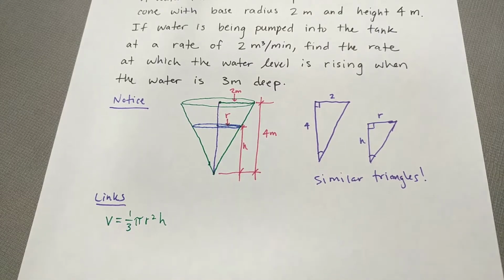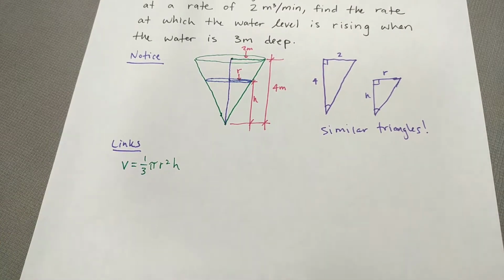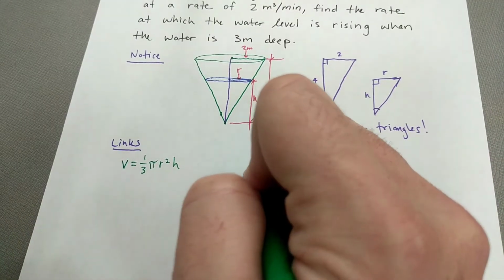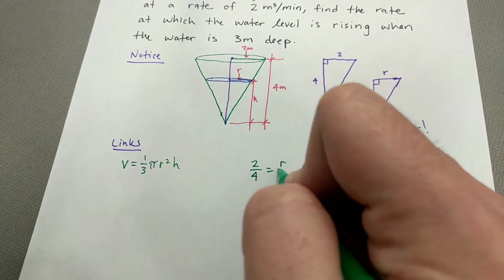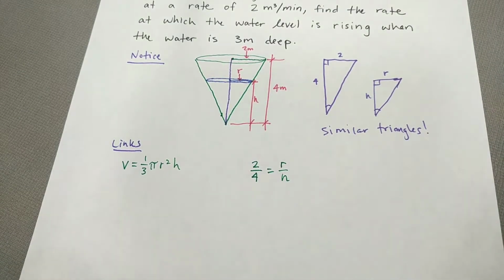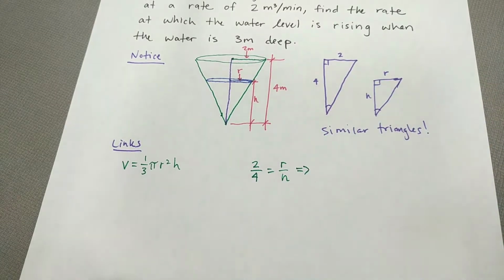Okay, so let's do that. I'm going to come back down here to my lengths, and based off of that new notice, I'm going to write down that 2 over 4 is going to be equal to R over H. They're proportional to each other. This means that I can solve for R or for H and try to come up with a representation here.